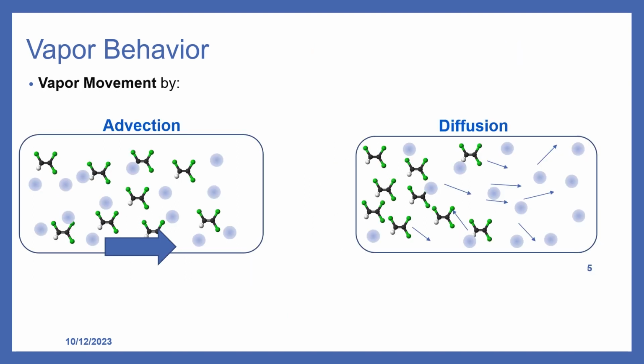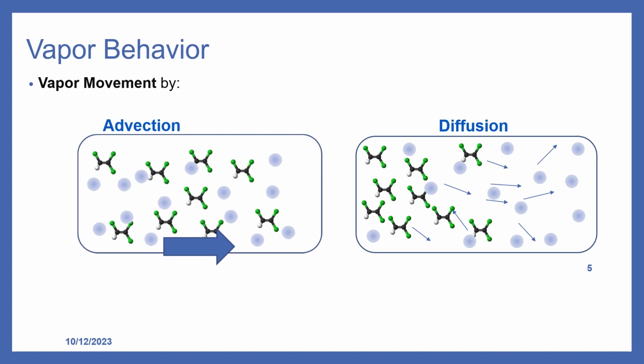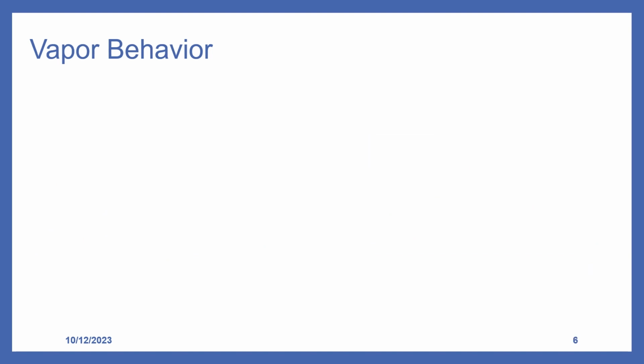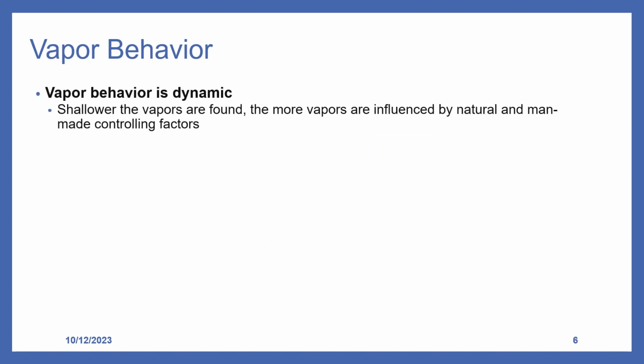So vapors move by two processes. First is by advection, where chemicals move within a moving air vapor mass, likely caused by differential pressures. The second is by diffusion, where there's thermal movement of chemicals from high to low concentrations. Some general things to take away is that vapor behavior is inherently complex and dynamic.